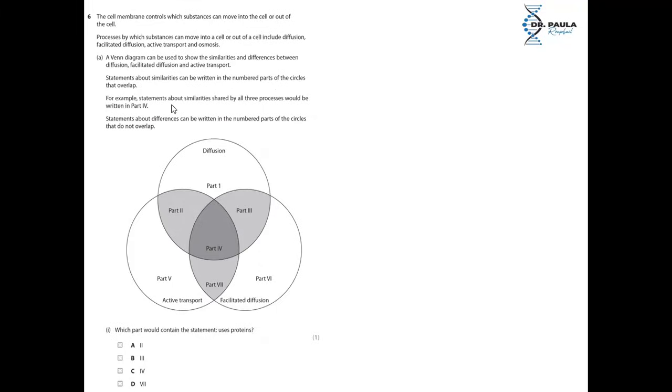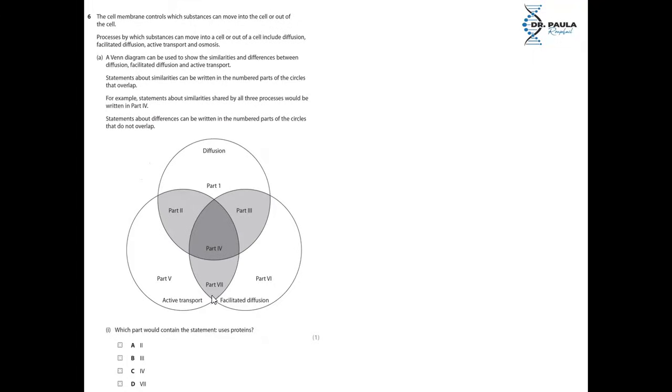For example, statements about similarities shared by all 3 processes would be written in part IV. You can see it here. This is common in the 3 of them. Statement about differences can be written in numbered parts of the circle that do not overlap. Perfect. So the first question here, which part would contain the statement uses proteins? Yes, uses proteins. So they were talking about carrier protein, channel protein, so the simple diffusion is not included here.